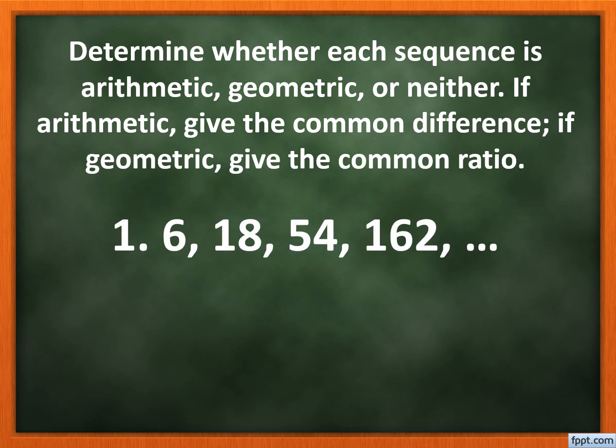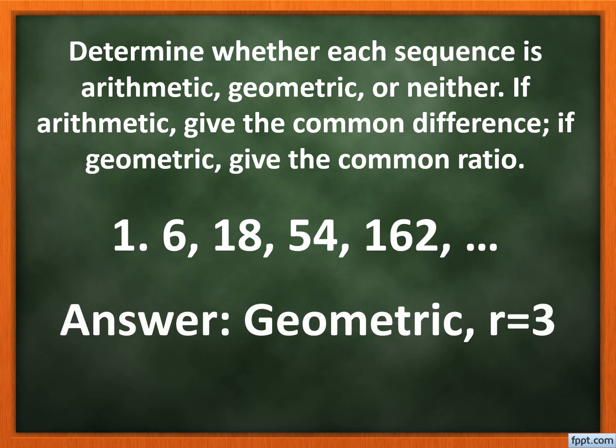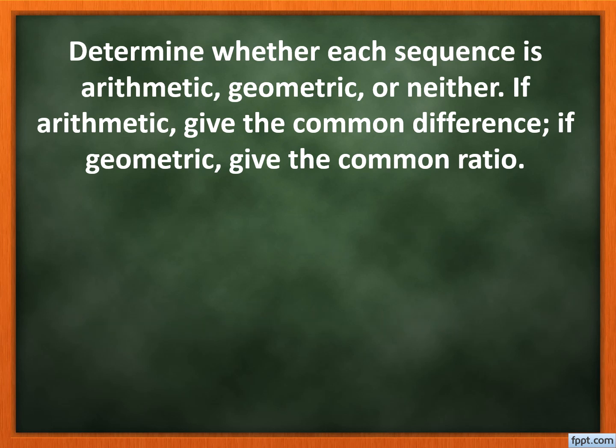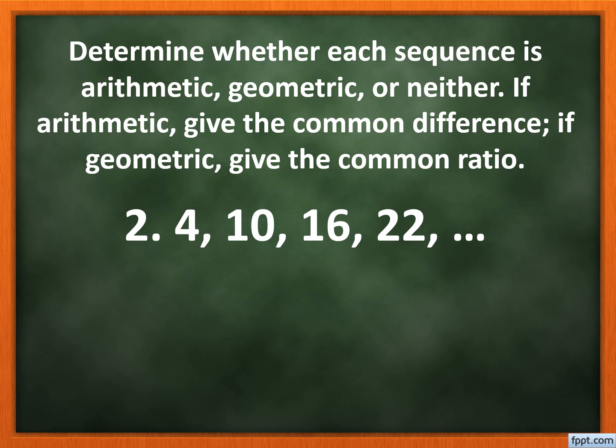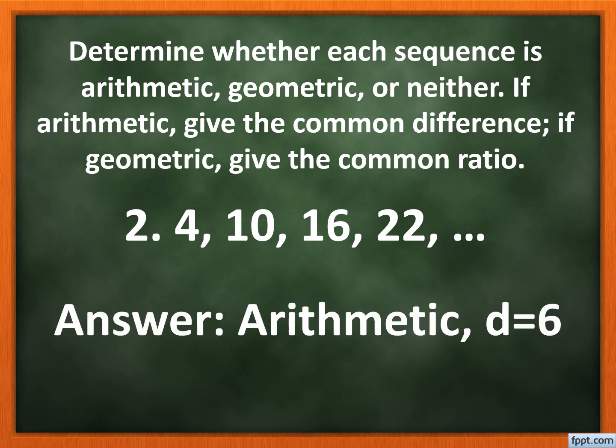For number 1, we have 6, 18, 54, 162, and so on. What type of sequence is this? So this one is an example of geometric sequence, and the common ratio is 3. For the next one, we have 4, 10, 16, 22, and so on. So this one is an example of arithmetic sequence, and the common difference is 6.